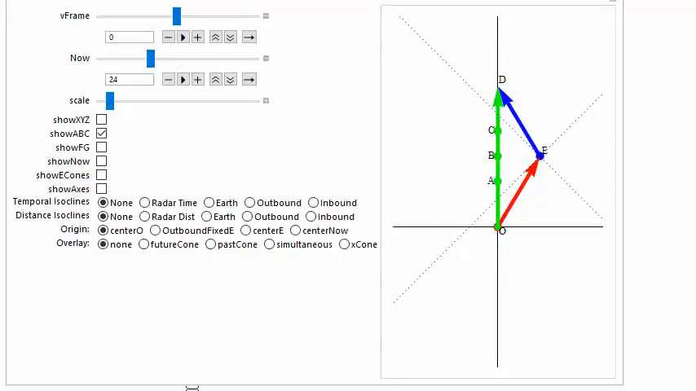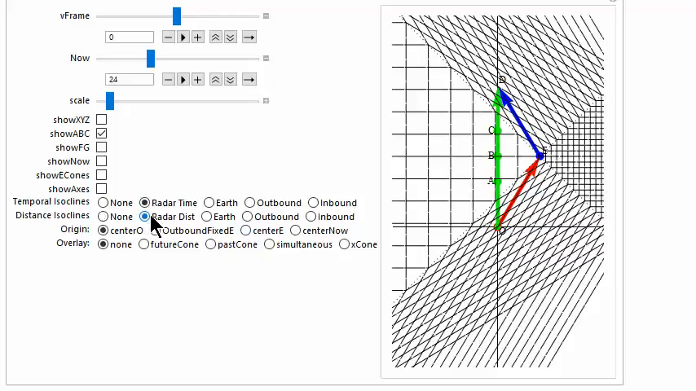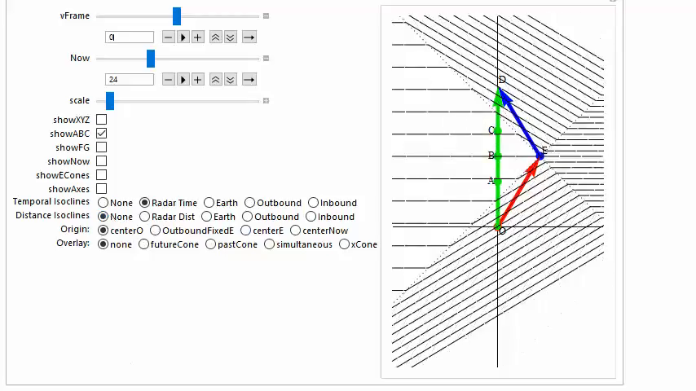Now, you may be hearing about this for the first time because around the turn of the millennium, 2000, there was a paper written about radar time and radar distance. I'll just show radar time for the moment.